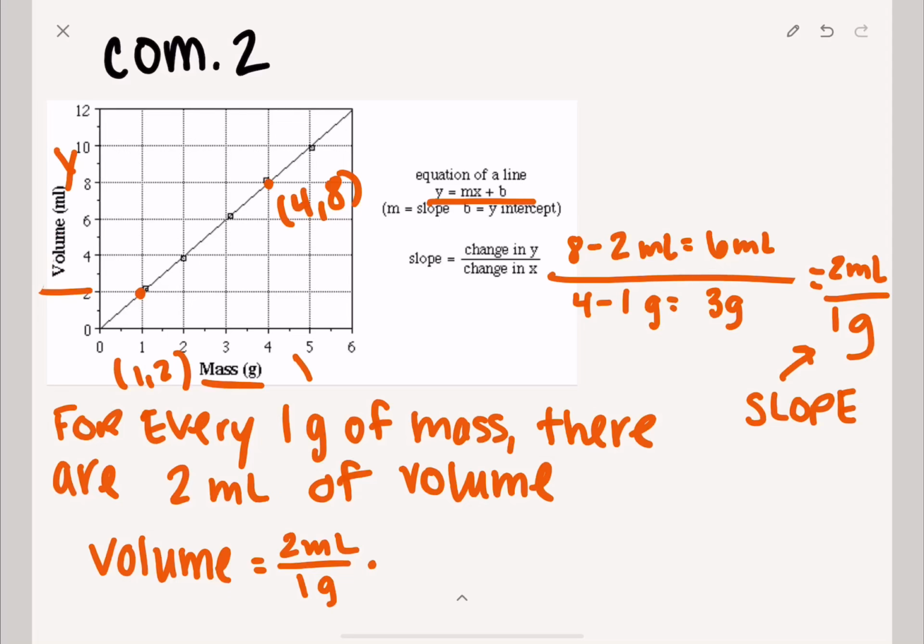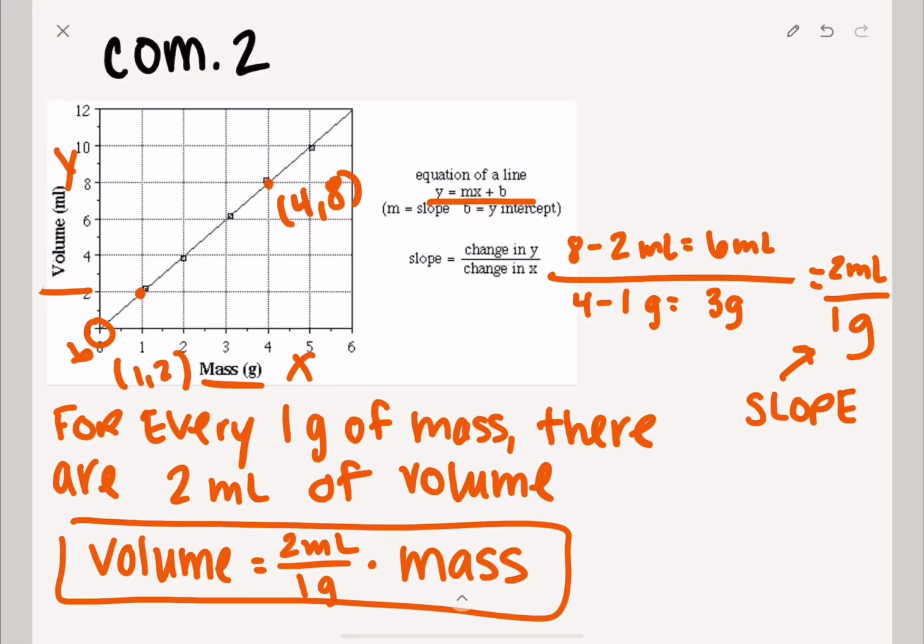Times x, remember your x is down here. That's your mass. Plus b, your y-intercept. In this case, our y-intercept is 0, so we don't have to write anything. So the equation of my line would be volume equals 2 milliliters for every 1 gram times the mass. And I could use that to predict anything that's off my graph. And there you have it.